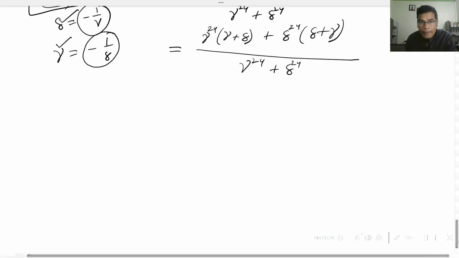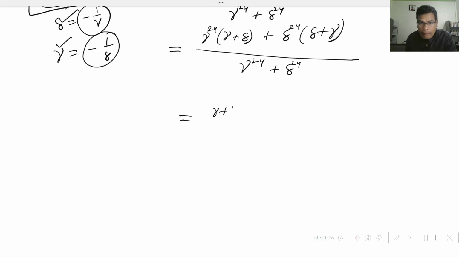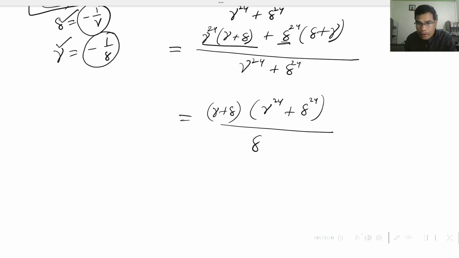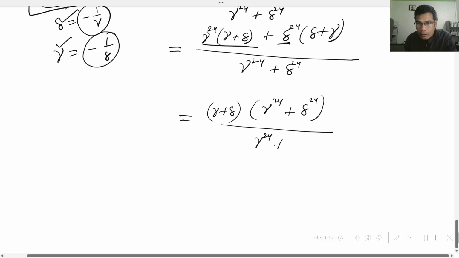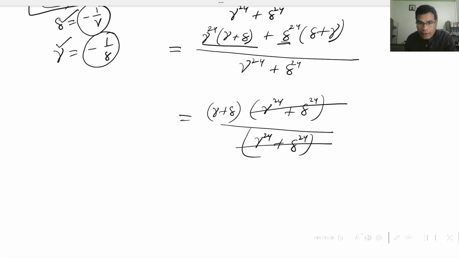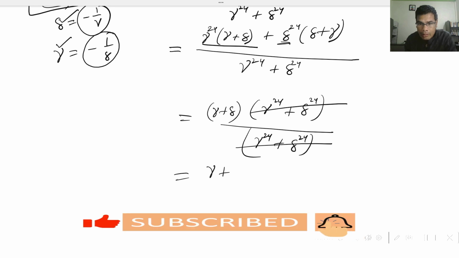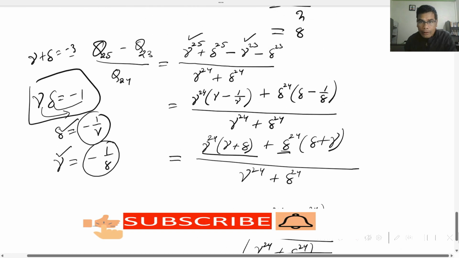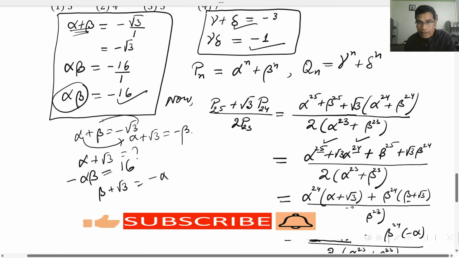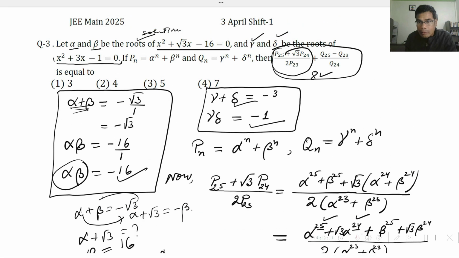Now gamma plus delta is common. What is remaining from the first is gamma to the power 24, plus from the second delta to the power 24, and this whole thing divided by gamma to the power 24 plus delta to the power 24. So this whole term gets cancelled. We are left with gamma plus delta, which is equal to minus 3.